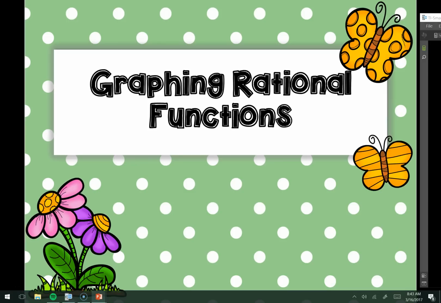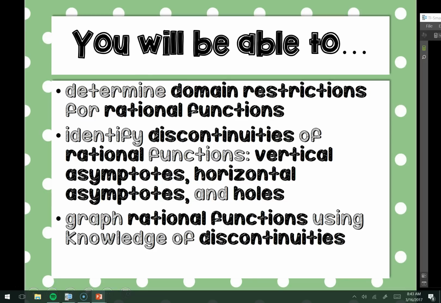Hi everyone. In today's video we are going to continue working with rational functions, and today we are going to be graphing them. In this video, you are going to think about determining domain restrictions for rational functions. We are going to identify discontinuities of the rational functions. Specifically, we're going to look at vertical asymptotes, horizontal asymptotes, and holes. And then we're going to graph the rational functions using the knowledge of those discontinuities.